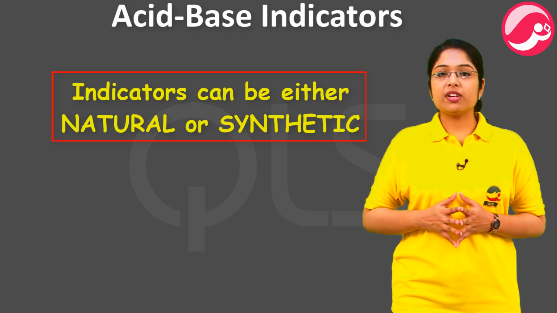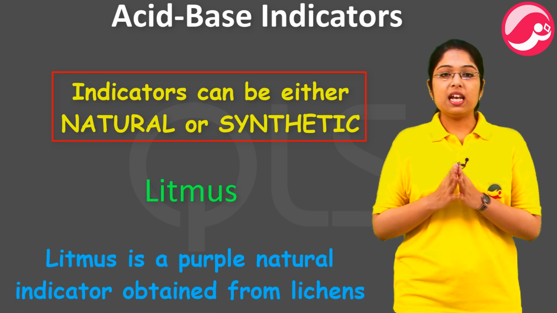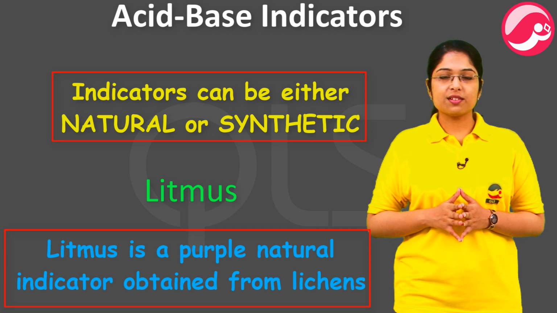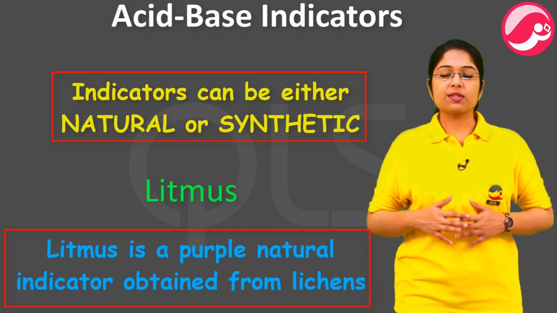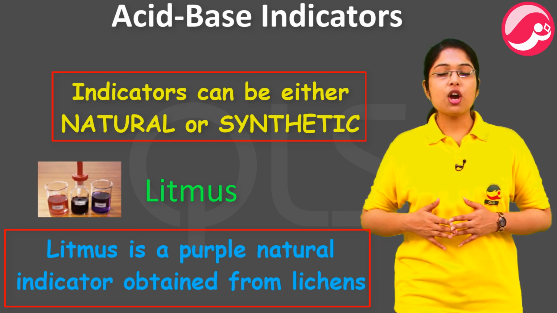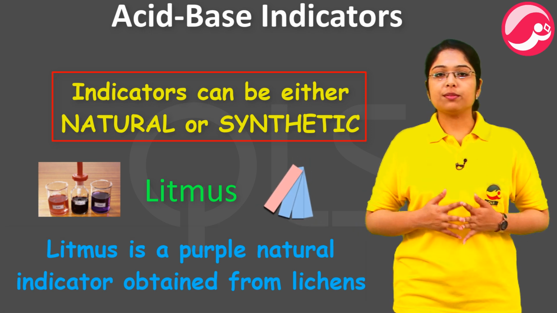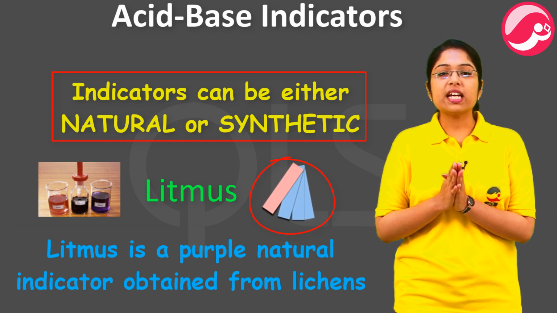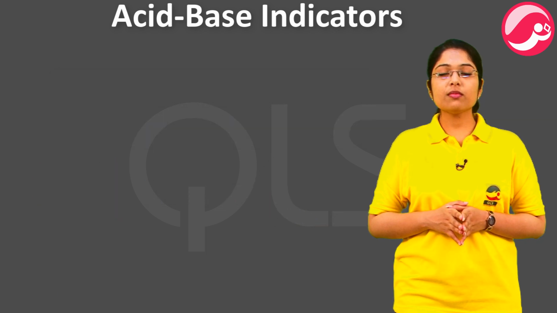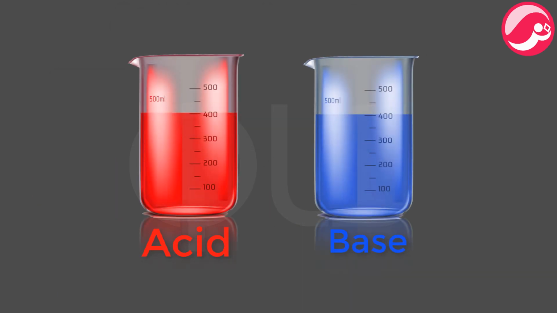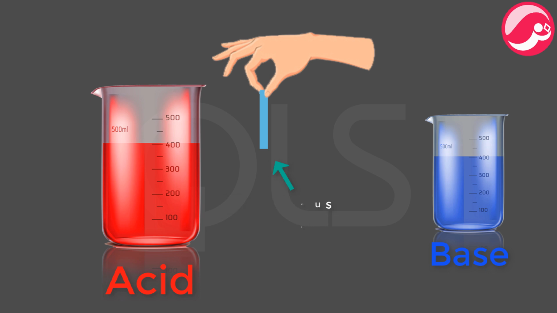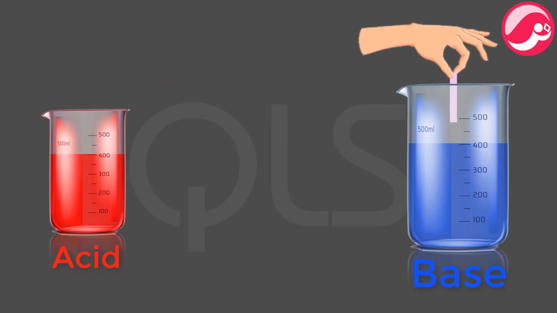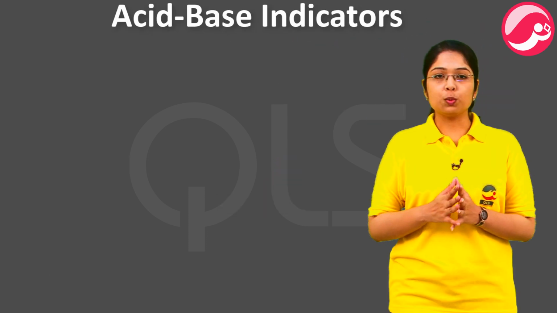The most common natural indicator is litmus. Litmus is a purple natural indicator obtained from lichens. We can use litmus in two forms, either as litmus solution or as litmus paper. However, use of litmus paper is more widely accepted one. Litmus, when exposed to acids, turns red. Litmus में जब हम acid मिलाएंगे तो वो red color का हो जाएगा. And in presence of base, it turns blue.